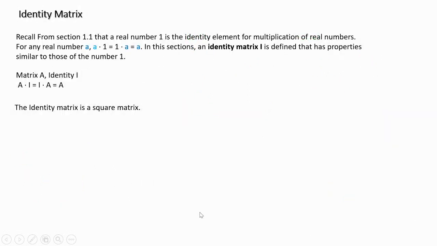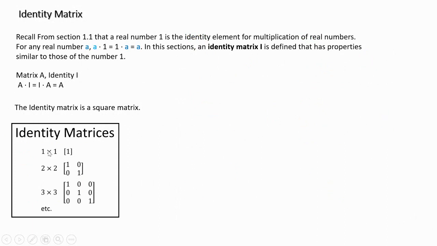Okay, now recall from section 1.1 that the real number 1 is the identity element of multiplication of real numbers. So this means for any real number A, A times 1 is the same thing as 1 times A, which will be A. In this section, an identity matrix I is defined that has properties similar to those of the number 1. So here, for example, matrix A times the identity is the same thing as the identity times A, which is equal to A.